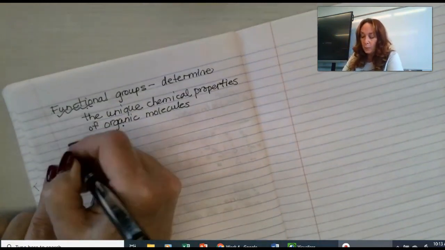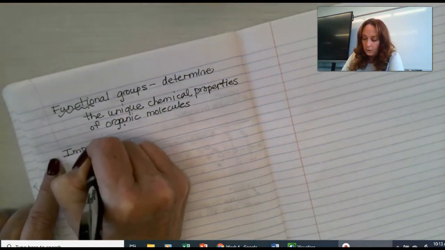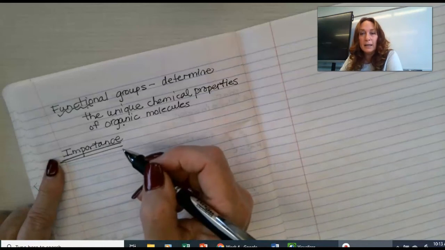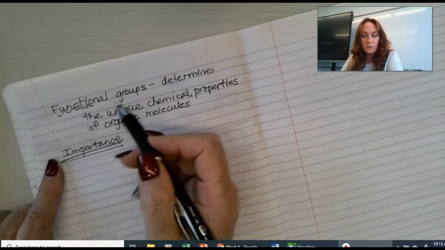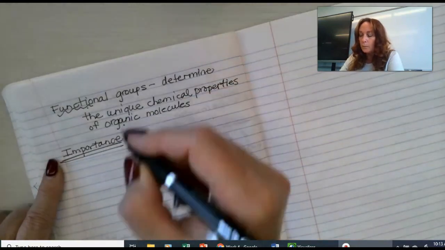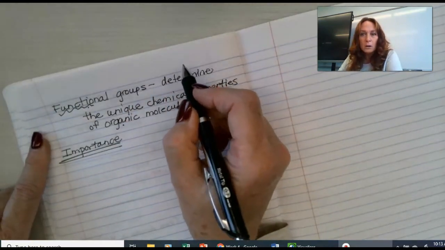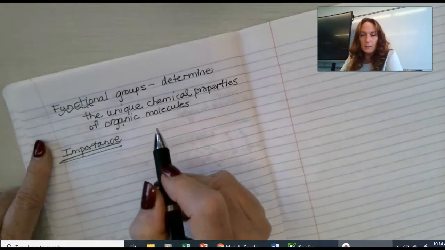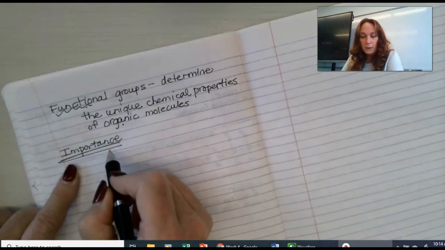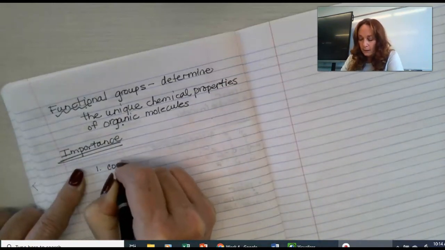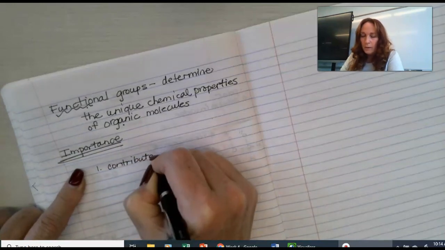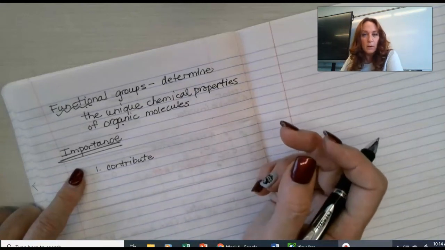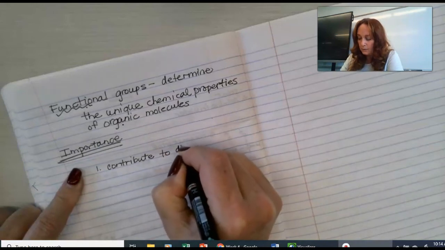So why are these important? What's the big deal? Why do we care? So this would be the explain. So if I said explain functional groups, first of all, I'm going to tell you what they are. They're going to be small parts or additions to a molecule that determine the unique chemistry of it. And why do we care? Well, for one, they're really going to greatly diversify what life and living molecules can do in the way they act. So they contribute to the diversity of life.